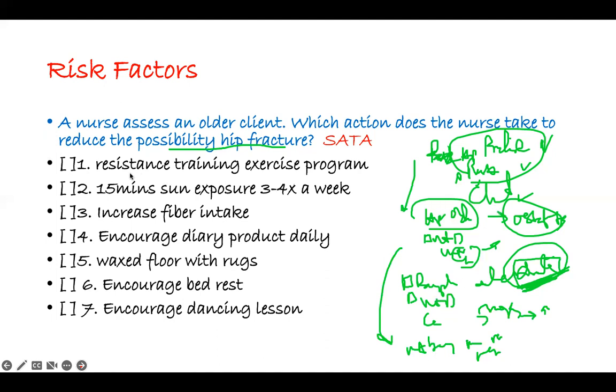So you can say resistance training is good for them. 15 to 30 minutes of sun exposure 3 to 4 times a week. What do you think? When you expose yourself to the sun, you're getting vitamin D. So this is how the examiner can write it. They don't want to put vitamin D there. They put sun exposure, 15 to 30 minutes, 3 to 4 times a week. And that's vitamin D. Increase their fiber intake.